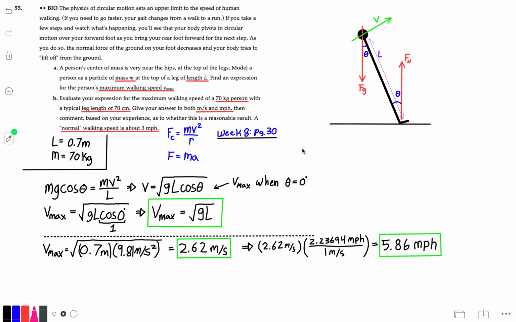In today's video, we will be discussing Physics 251, Week 8, problem number 55. In this problem, we are tasked with generalizing and solving for the maximum walking speed that a person can achieve using uniform circular motion.